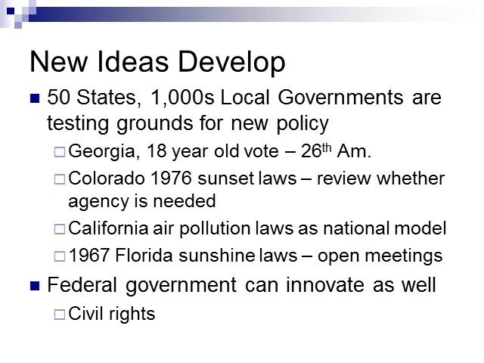Now, the great thing about federalism and how it affects public policy is new ideas can easily develop in a federal system. You have 50 states, you have thousands of local governments, and all of them serve as testing grounds for new policy. Examples the book gives you. Georgia, 18-year-olds get to vote. This started in Georgia, and later on it becomes the 26th Amendment.